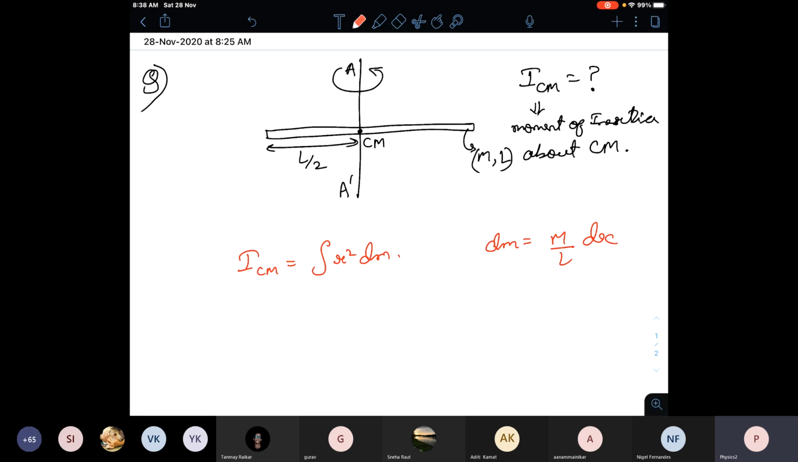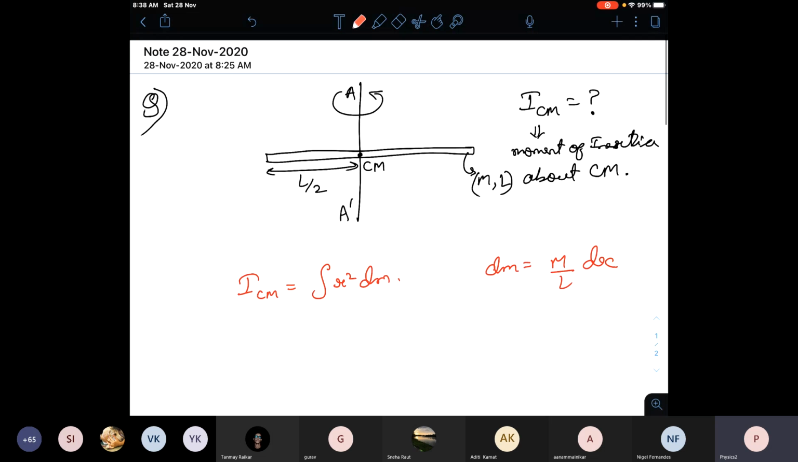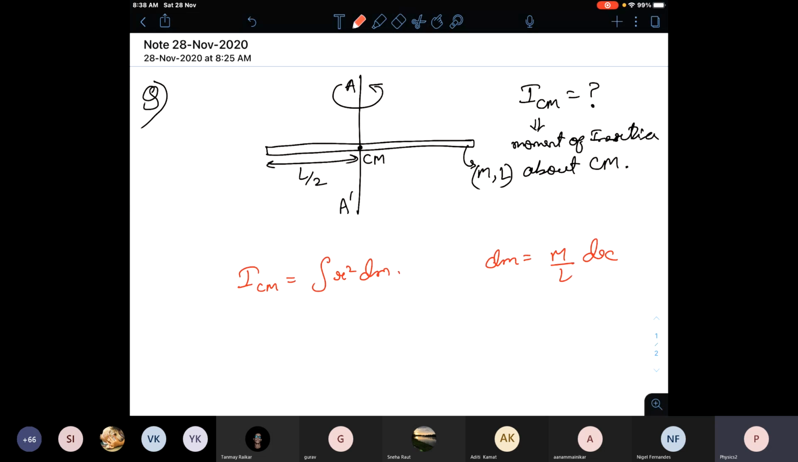So in the previous question we had calculated dm is equal to m by l dx. So I will directly use it over here. We won't waste time on that calculation again. It is the same, there is no difference in that.